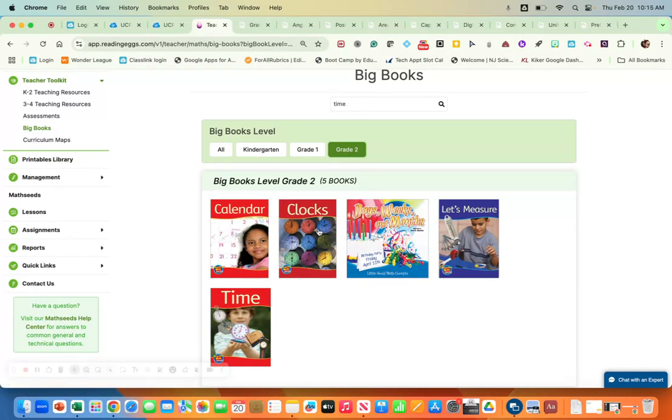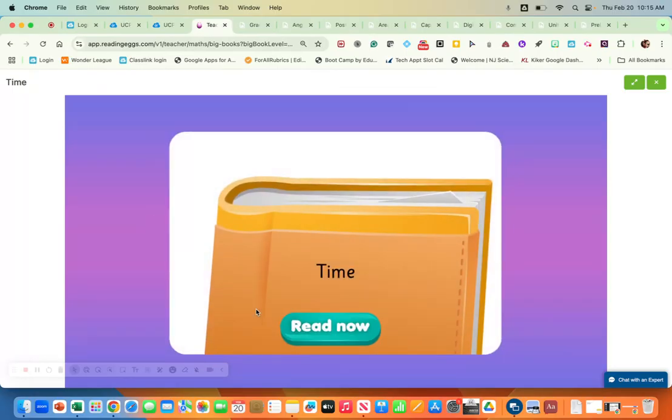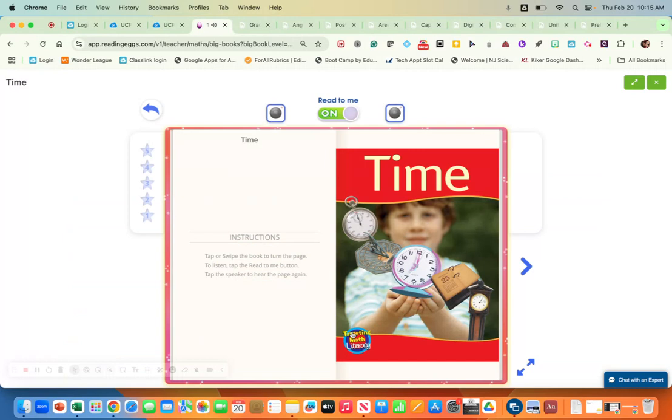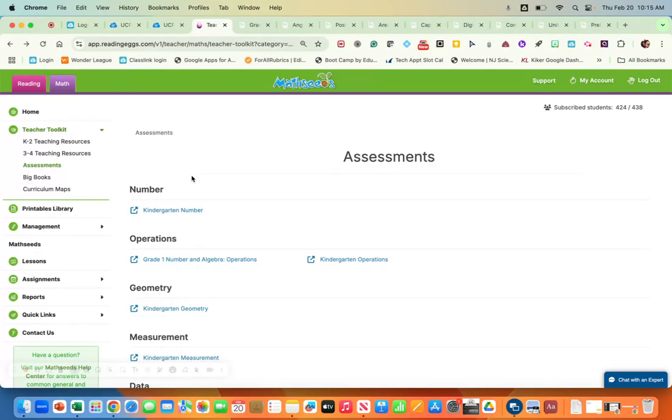And then let's just take a look at what it looks like once you open up a book. It's in a read now format. So here's where you're able to have the book read to you, or turning this off, the student will have to read the book. And each time they get to a certain area within the book, there is a little quiz for check for understanding. And then, so that's another resource that you can utilize in MathSeeds for your students under Teacher Toolkit.